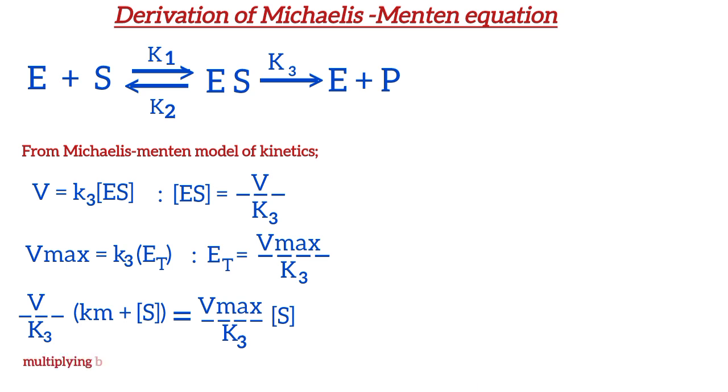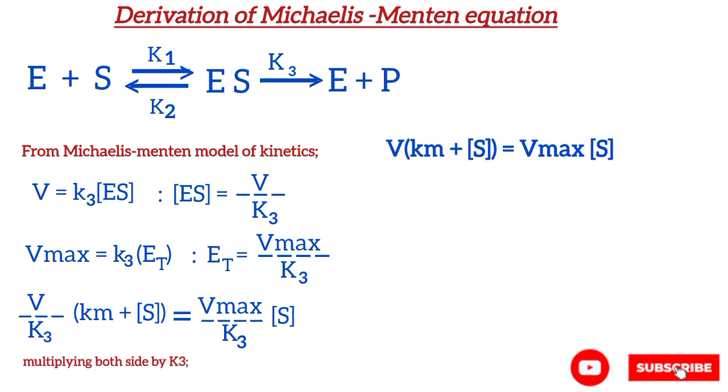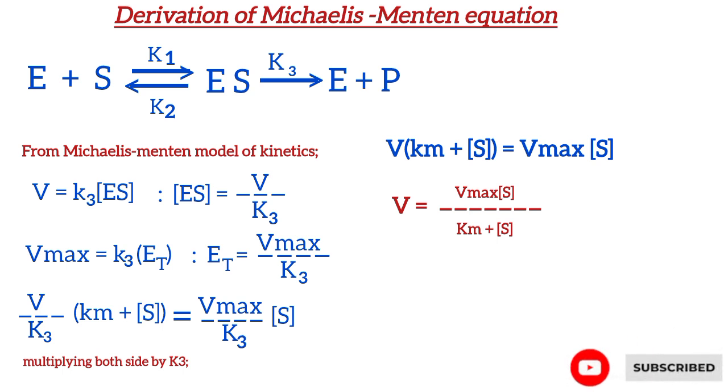Multiplying both sides of the equation by K3, we have this. Now, making V the subject of this equation, we have V is equal to Vmax times the concentration of the substrate over Km plus the concentration of the substrate. And this equation is known as the Michaelis-Menten equation.